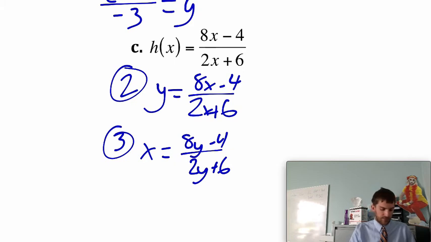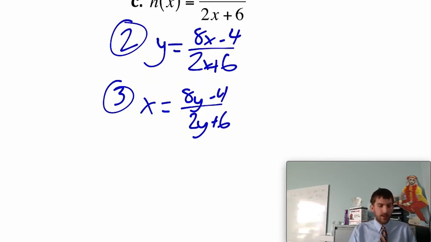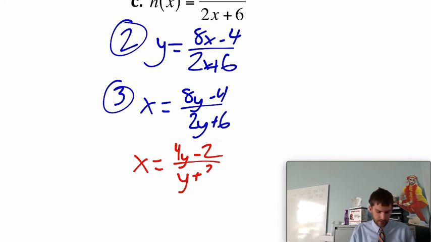To solve for y, we got to get y out of the denominator. It's kind of a mess. But before we do that, looking at the numerator and denominator, 8y minus 4, 2y plus 6, they all have a common factor of 2. So we can actually divide every term in there by 2, which would give us 4y minus 2 over y plus 3. Just a little bit smaller numbers to deal with.